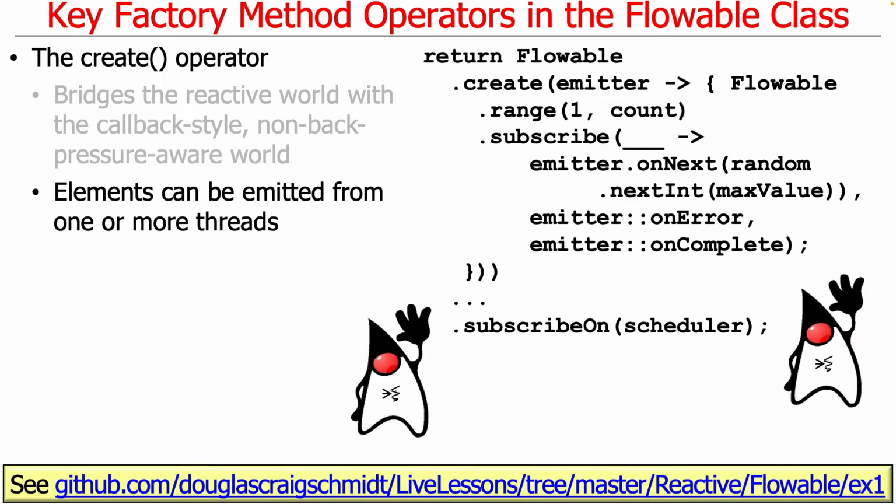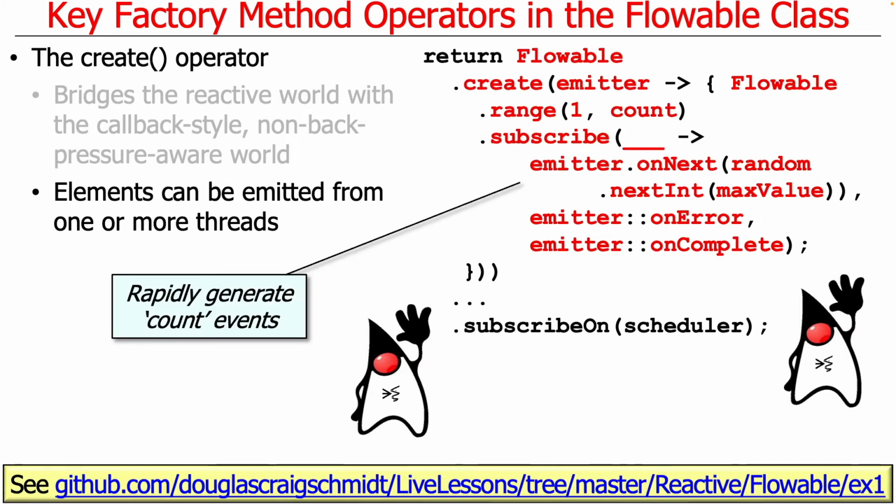Now, one of the interesting things about this model, which is also different from just or fromIterable to some extent, is you can have the elements emitted from one or more threads. So we'll take a look at an example here shortly that will demonstrate this.